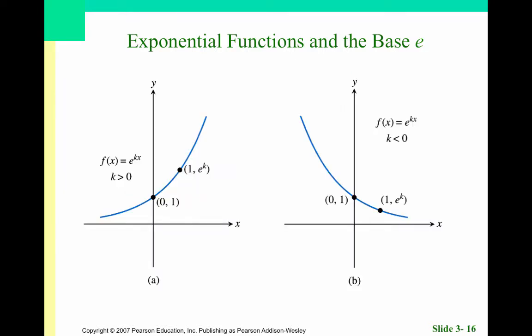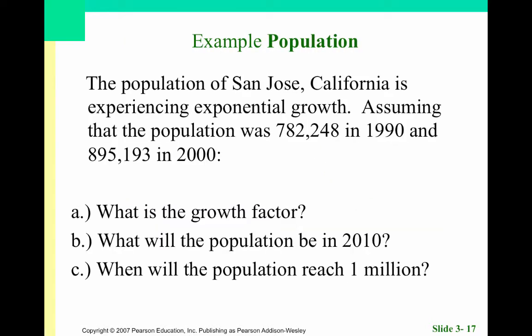Growth function goes up, decay function goes down. Last one here, we've got a little example problem. We're going to have San Jose exponential growth. What is the growth factor? What's the population in 2010? And when will the population reach 1 million?